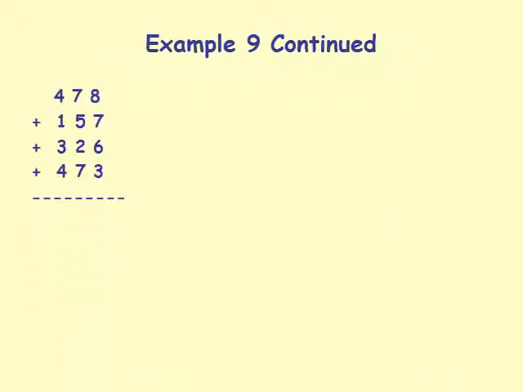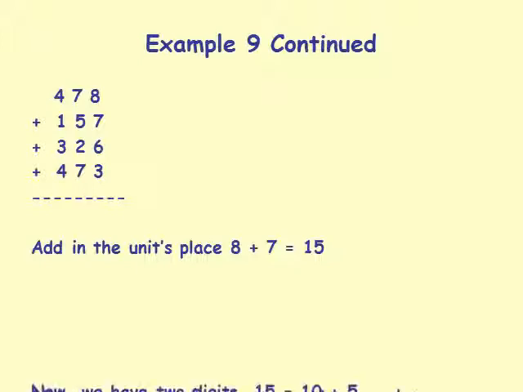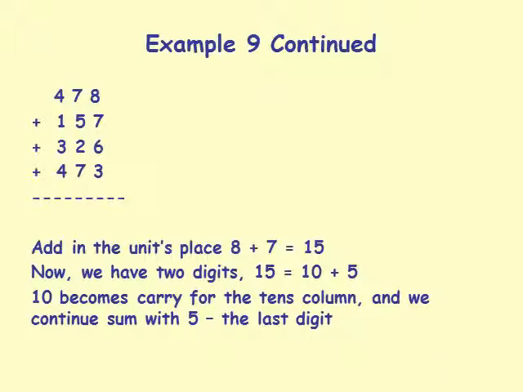Okay, we continue here. Same problem again. So we are going to add in the units place. 8 plus 15. We already have 2 digits. 15 is 10 plus 5. 5 we're going to carry on with, and the 10, which becomes a 1 as a carry to the left, we would make a note of. So we have 2 digits now, 15, which is 10 plus 5, and the 10 becomes a carry for the tens column, and we continue with the 5, the last digit.